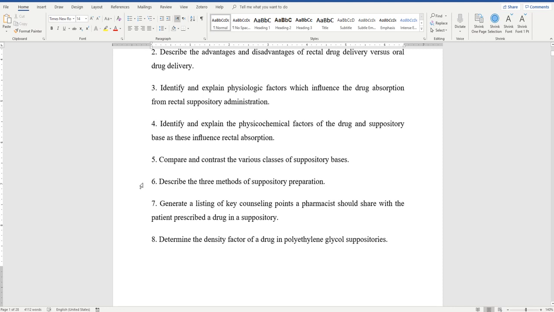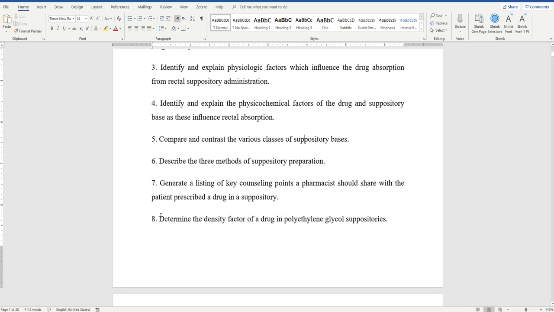Also, you should be able to list, discuss, and explain the three methods for preparing suppositories. Also, you should be able to counsel patients as a pharmacist on important points regarding storing and administering the suppository.